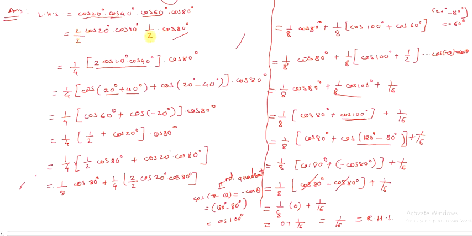Cos 60 is a standard value, half, then by solving using the formula 2 cos C into cos D is equal to cos of C plus D plus cos of C minus D. Okay, in this way solving this one, again using the formula for the same step here, and solving it in this way, we have our required answer. So try to solve the remaining examples.